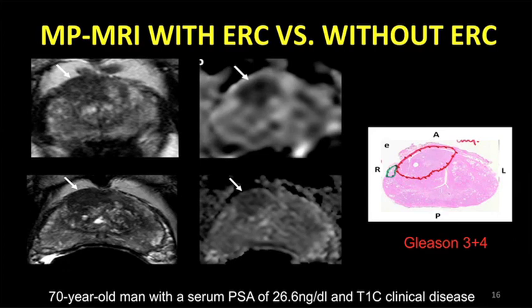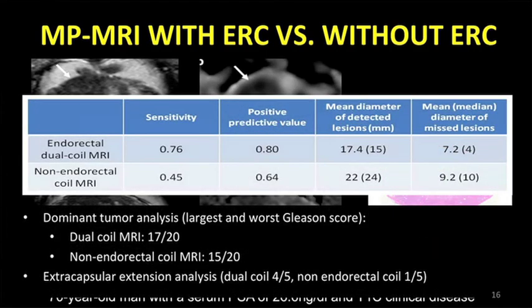So we were able to accrue 84 patients, 20 of them had prostatectomy, and here you can see endorectal coil MRI has a better sensitivity, better positive predictive value, and it detects smaller lesions. But when you analyze the dominant tumors, which are the largest with the worst Gleason scores, the endorectal coil MRI caught 17 of them in 20 patients, and the non-endorectal coil approach caught 15 of these 20. So the difference is just 2. And so this is a good sign.